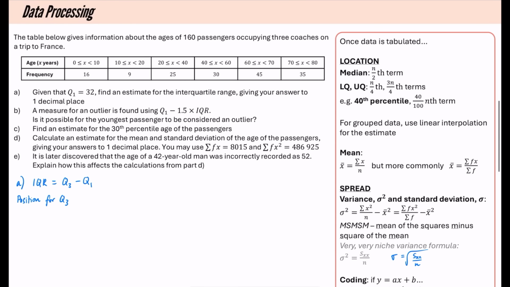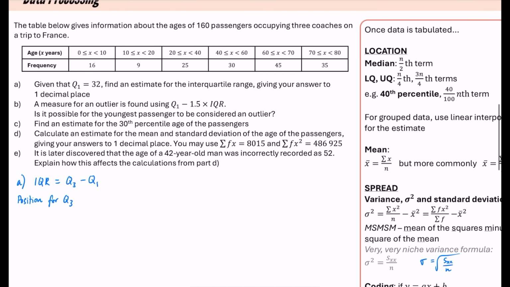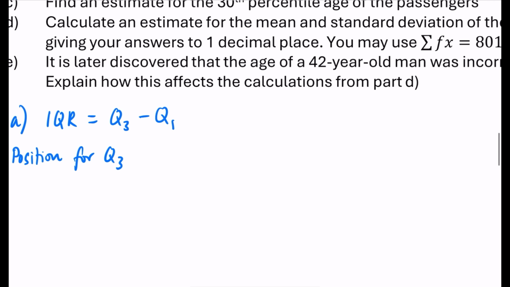Now the upper quartile, we've talked about over here, you do the 3n over 4, 3/4 of n. Now in this case, we know that n is 160 because that's how many there are. It's also the sum of the frequency. So the position for Q3 is going to be 3 multiplied by 160 divided by 4. That's 3/4 of 160, which is obviously going to be the 120th term.